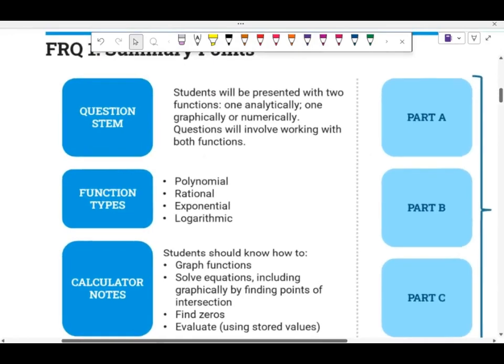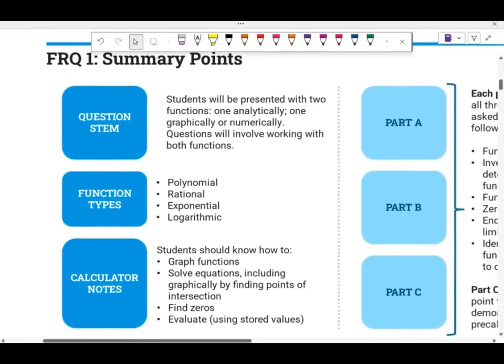Let's go ahead and look at the summary points. The question stem will be presented with 2 functions. That's what you're going to be given. One will always be given analytically, meaning you'll have the equation. The other one will be given either graphically or numerically with a table. And the questions will involve working with both functions.